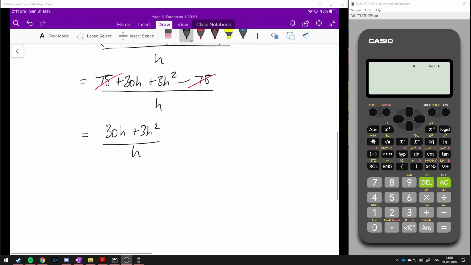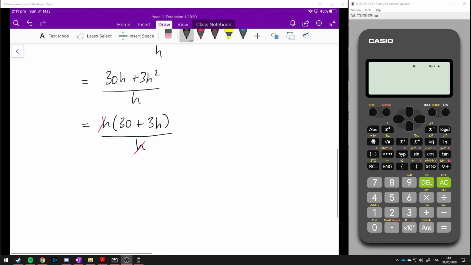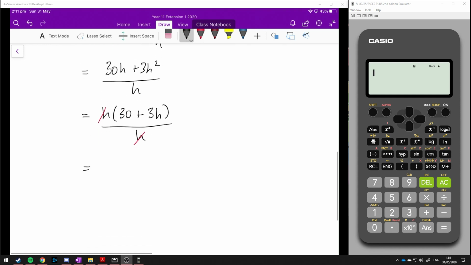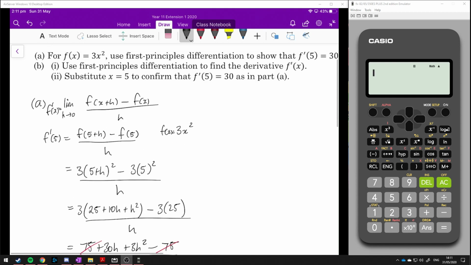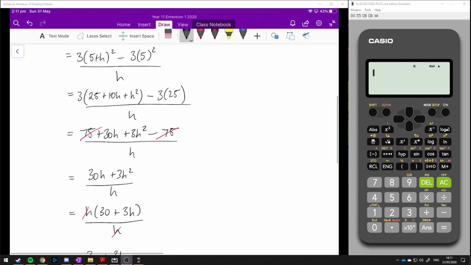We've got a common factor of h, so it's h(30 + 3h) all over h. Okay, the h is going to cancel out now. I'm not going to do all this working out for the next lot of ones either, by the way. And we get 30 + 3h. Now remember, back up here we said we've got a limit when h approaches 0.